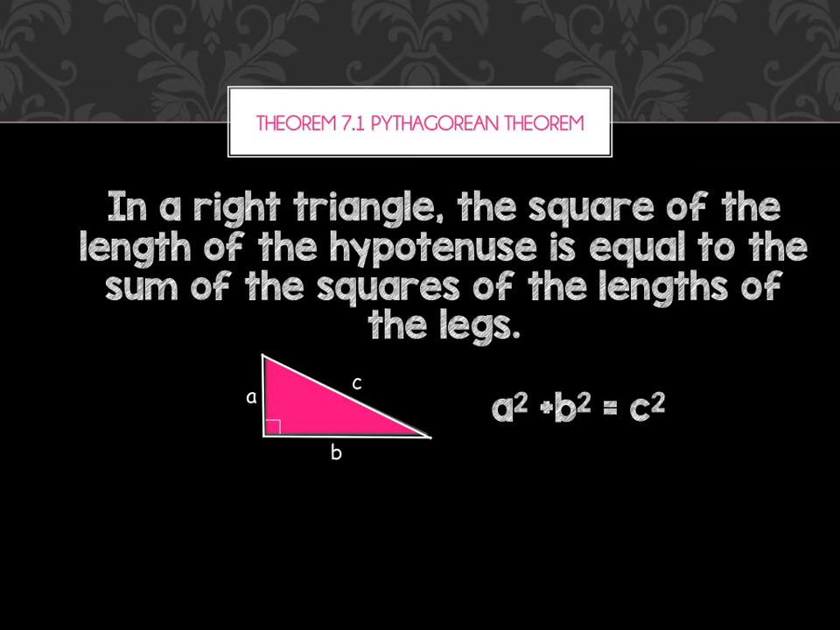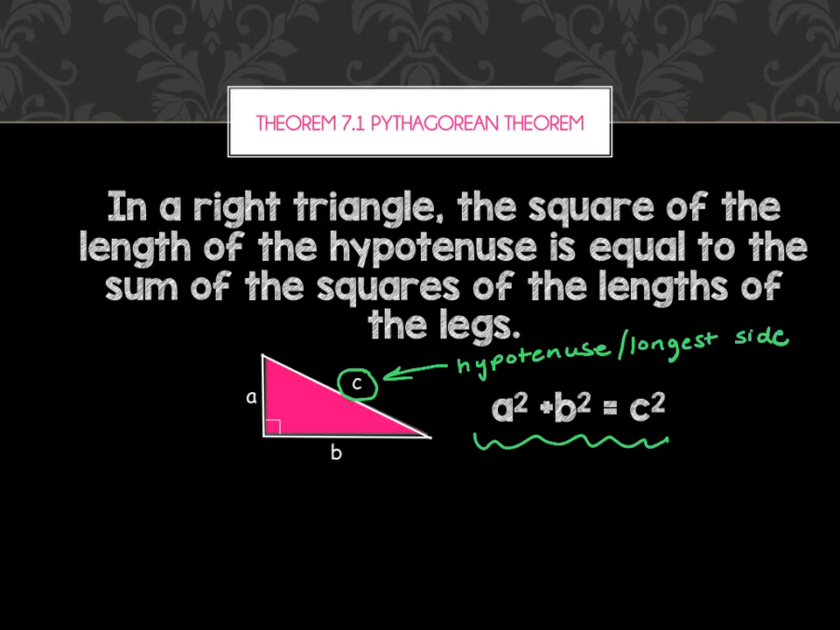The Pythagorean Theorem says in a right triangle, the square of the length of the hypotenuse is equal to the sum of the squares of the lengths of the legs. It's also known as a squared plus b squared equals c squared. So in this equation, c has to be the hypotenuse or the longest side. So we'll know this based on numbers because it would be the biggest number. And we'll know it based on a triangle because it'd be the side opposite the right angle.